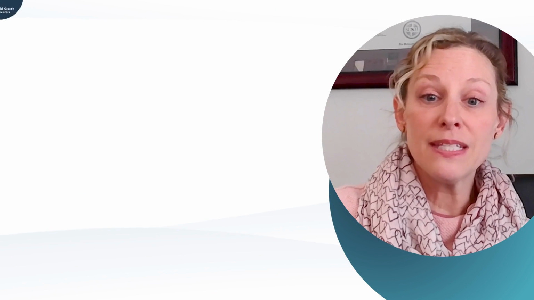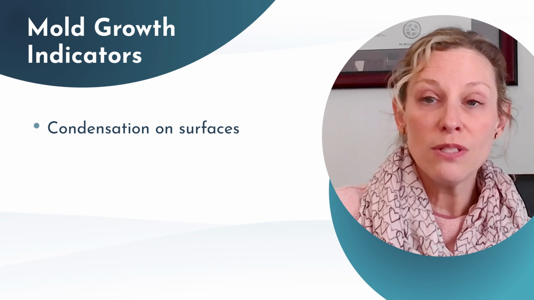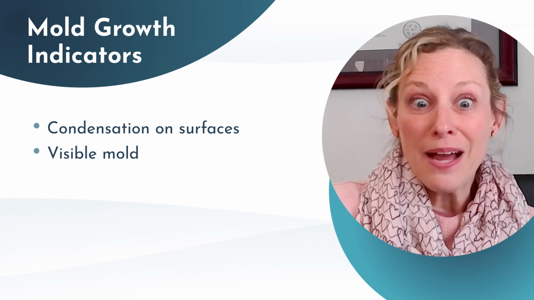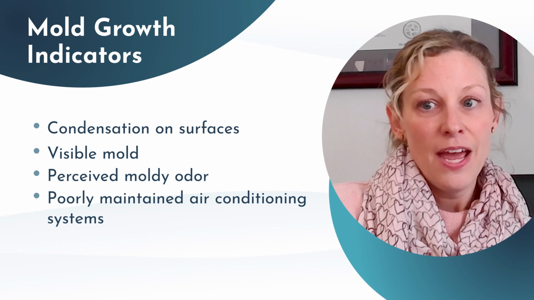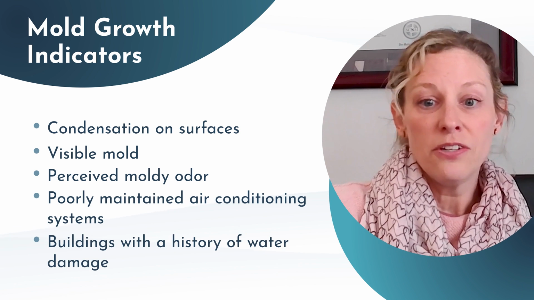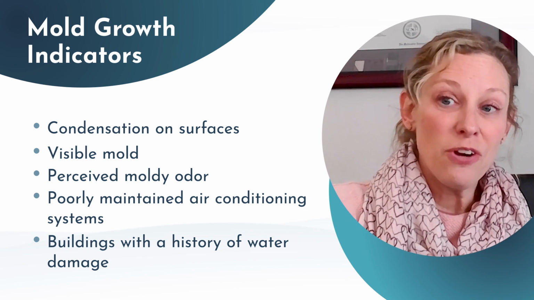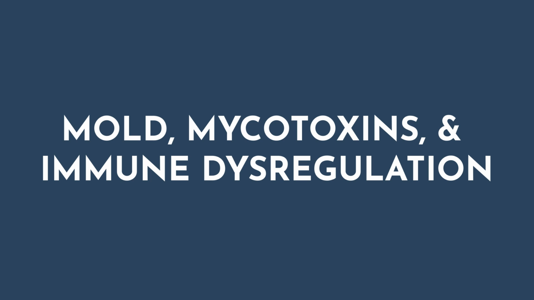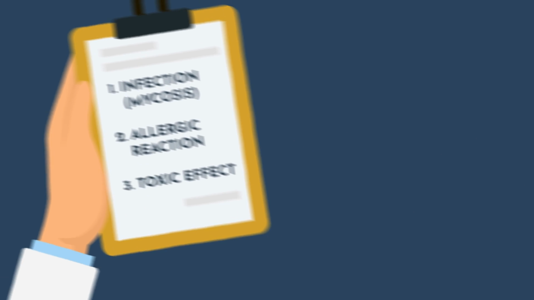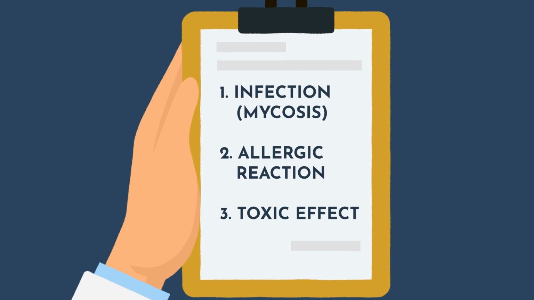The primary indicators of dampness that may involve mold growth are condensation on surfaces or in structures such as windows, visible mold, especially if it's black mold, perceived moldy odor, poorly maintained air conditioning systems, and a building with a history of water damage, exterior leaks, wet basements, leaky plumbing. We all know how much of a problem this can create, and it's absolutely critical that these be cleaned up right away. There are 3 different types of health effects associated with mold. The 3 categories that we see are infection, which we call mycosis, allergic reactions, and then toxic effects.